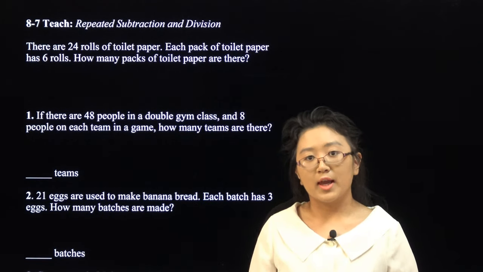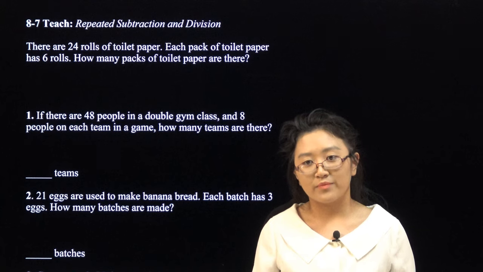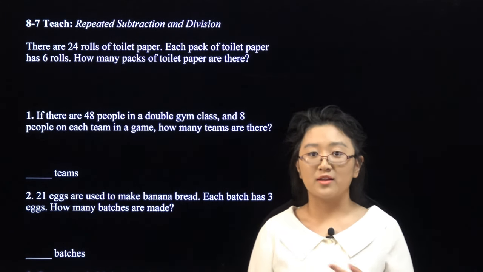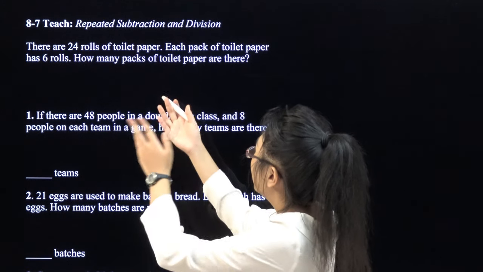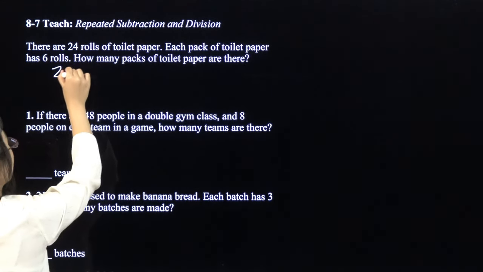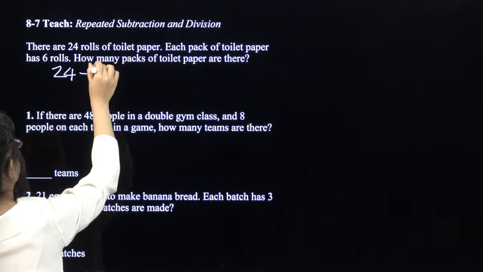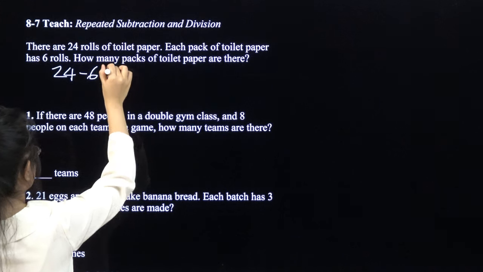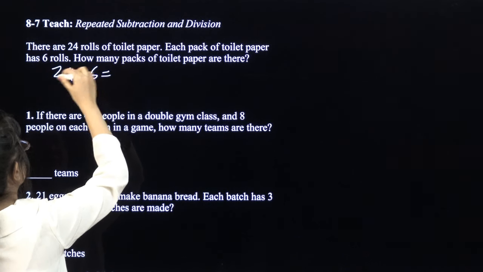So since multiplication is repeated addition, its opposite operation, division, is repeated subtraction. For example, there are 24 rolls of toilet paper, so we start with 24. Each pack of toilet paper has 6 rolls. How many packs of toilet paper are there? So we repeatedly subtract 6 until there's nothing left.